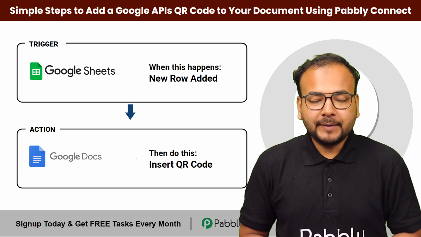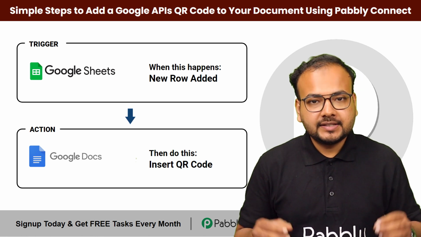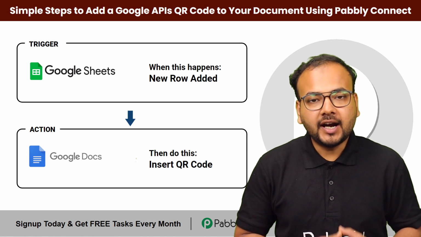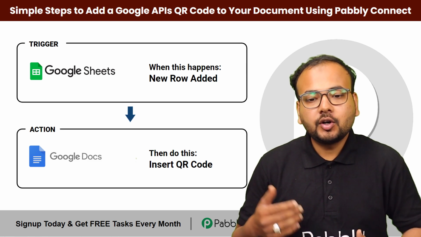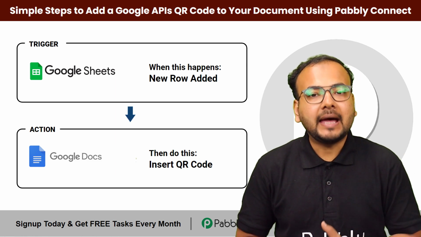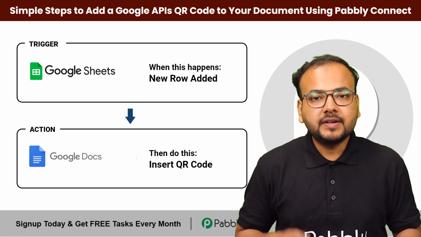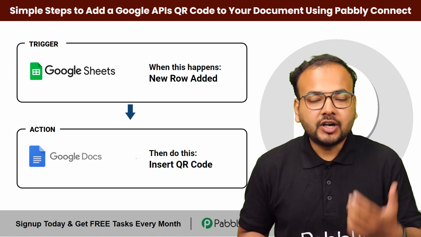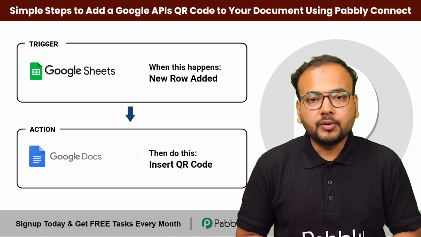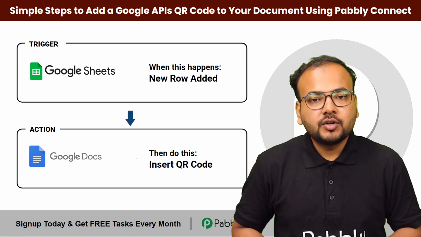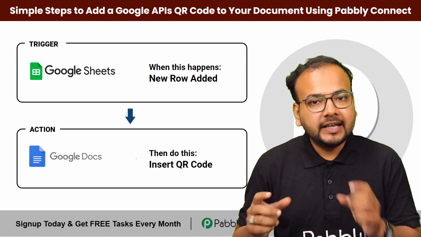Hey everyone, welcome back. In this video, you will see simple steps to add a Google Charts API QR code to your documents automatically using Pabbly Connect. So guys, Google Charts is a web service which allows you to create charts and infographics like QR codes, and you can use it to create documents containing QR codes.